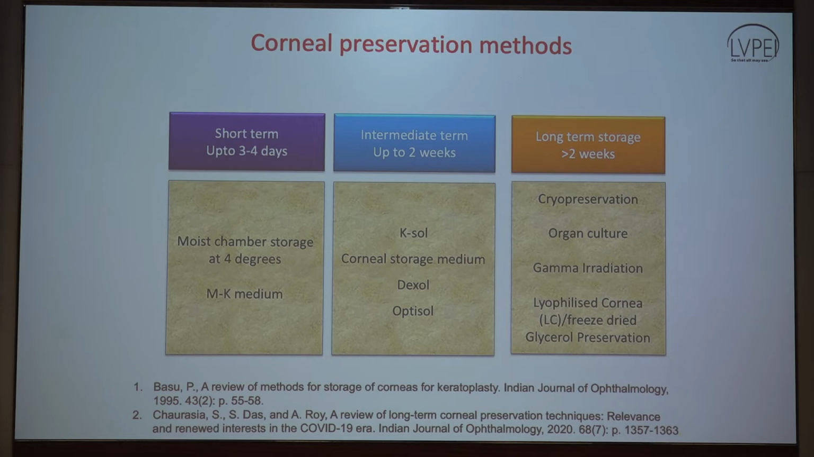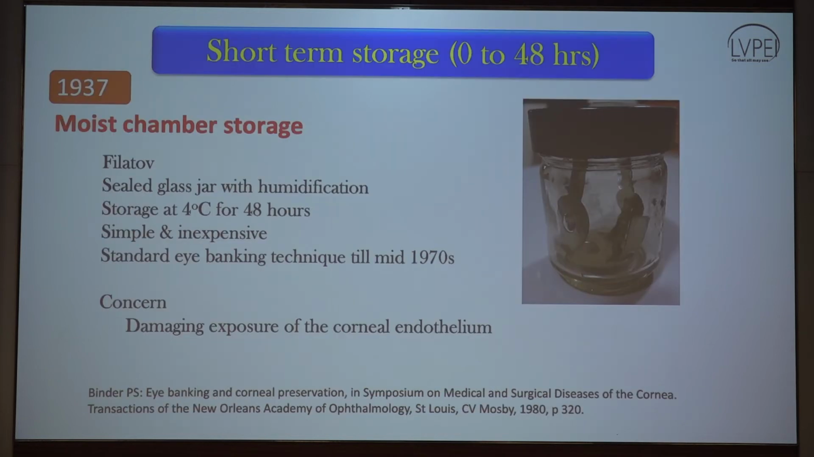The top 3 are no longer used anymore. Optisol is what has been used, and the modification of it, Cornisol, is what is being used now. The long-term storages, apart from organ culture, usually render the tissue non-viable. So cryopreservation, gamma irradiation, lyophilized cornea, and glycerol preservation, which we have been using, especially glycerol preservation during the pandemic times. The moist chamber is mostly of historical interest, and sometimes in a very resource limited setting one may use that, where in a moist chamber with a saline gauze, the whole eyeball is preserved and sent in a cold chain.